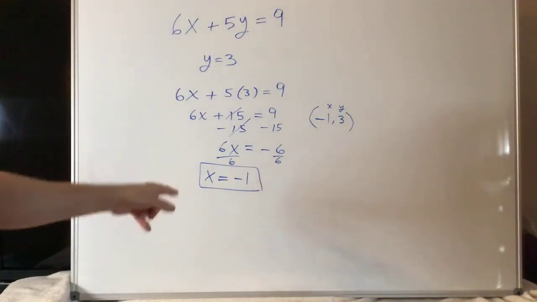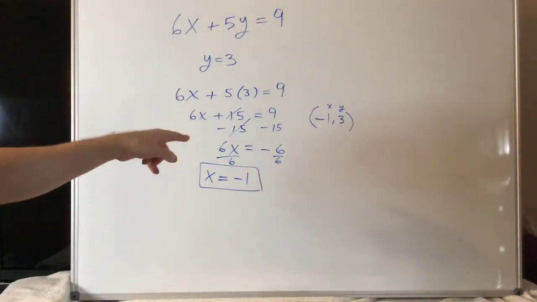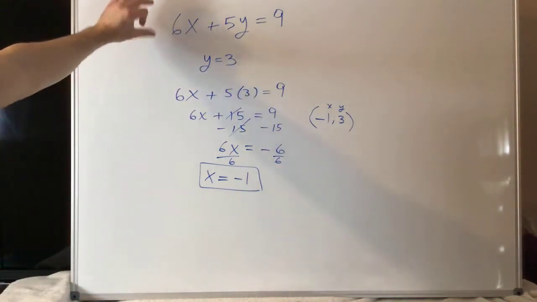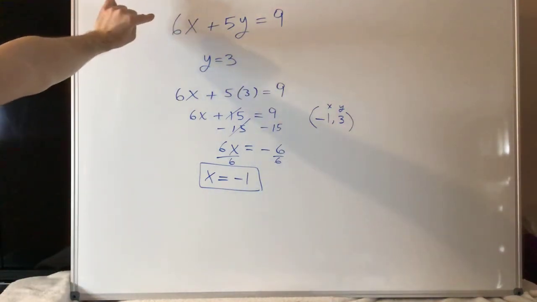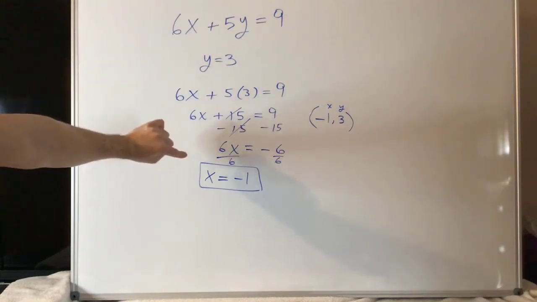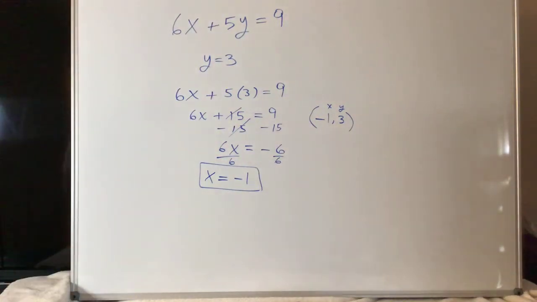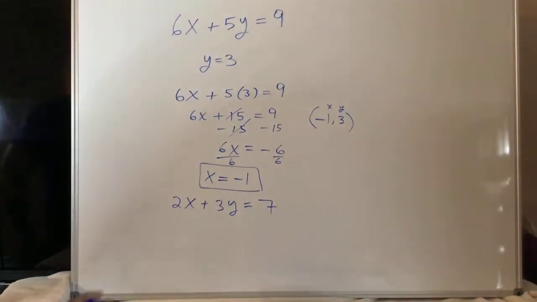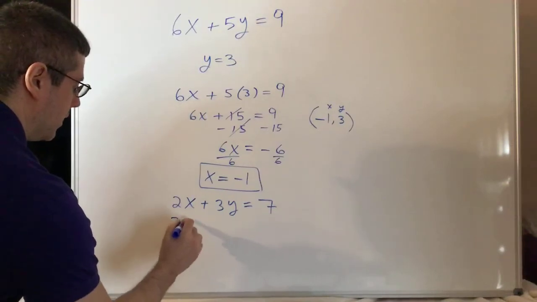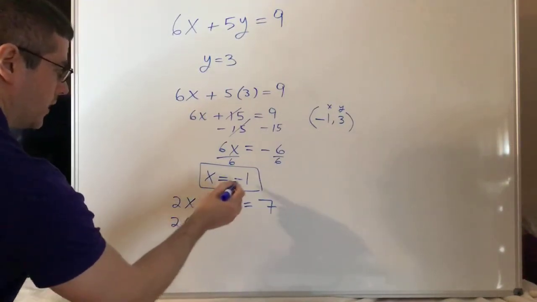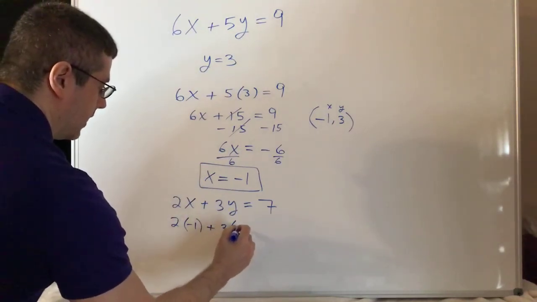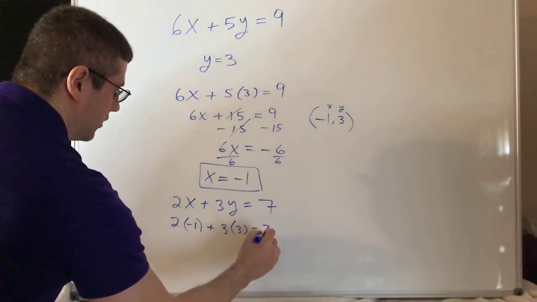Now, I said that I was going to check whether this point worked using the top original equation. So notice, I used the bottom equation to solve for x. Now I'm going to use the top equation to check. Okay, so like magic, the top equation is there now. I'm going to replace x with negative 1, because that's what I got. I'm going to replace y with 3, because that's what I got. I think you can already see that this is going to work.